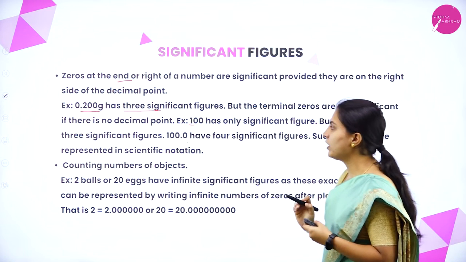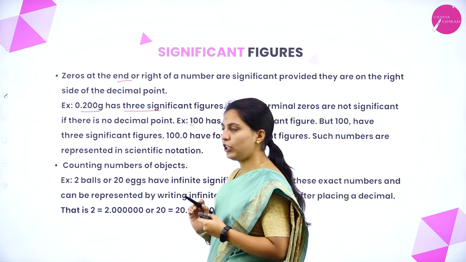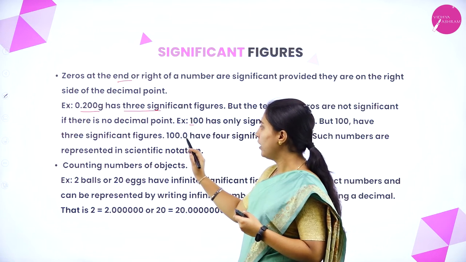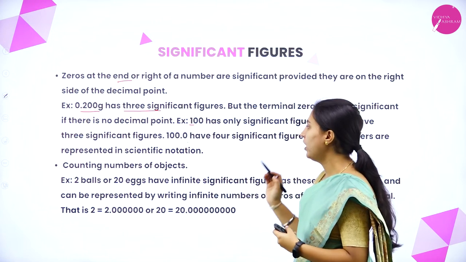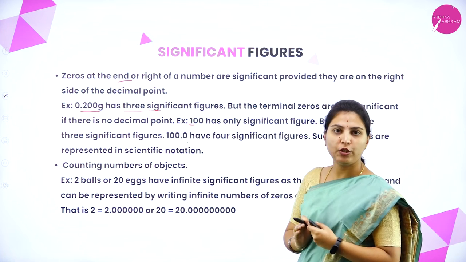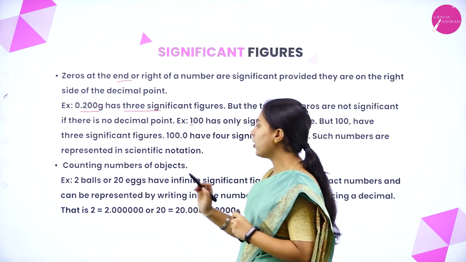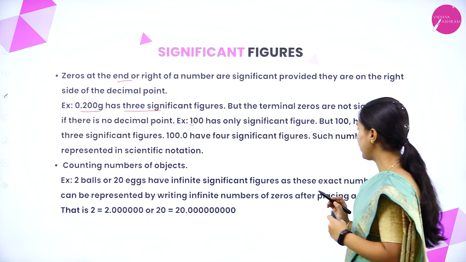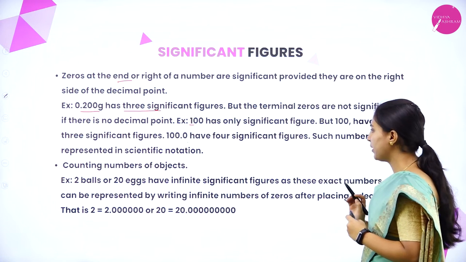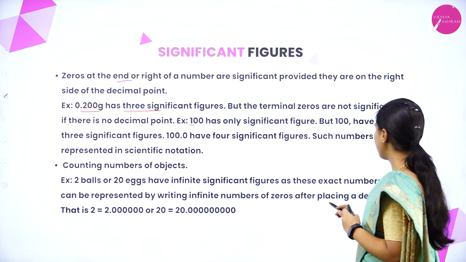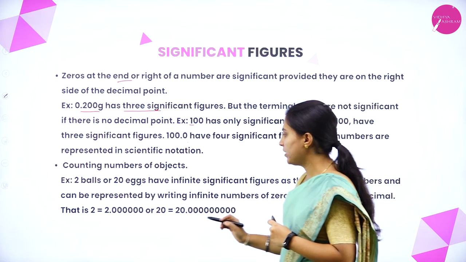Such numbers are represented in scientific notation. You have to be very careful here. After the decimal you have to consider the zeros; without the decimal you should not consider them. Counting numbers of objects, like 2 balls or 20 eggs, have infinite significant figures, as these are exact numbers and can be represented by writing infinite zeros after placing a decimal.